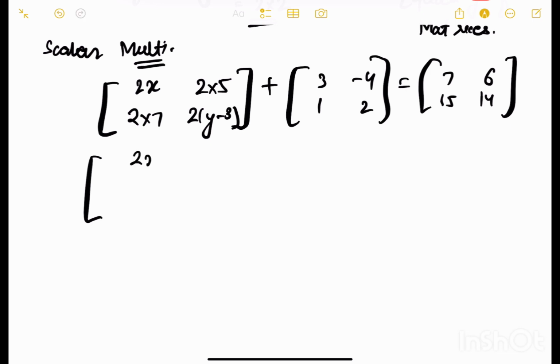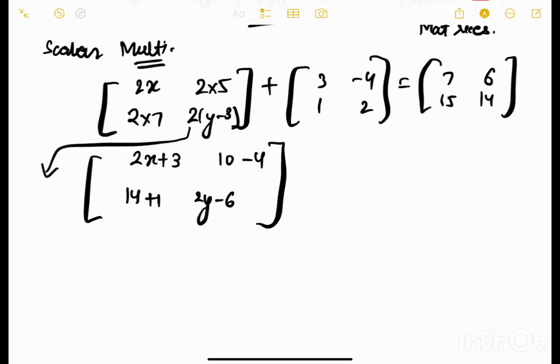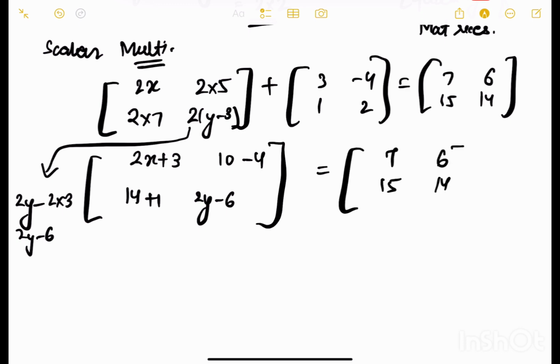So this will be 2x plus 3. Now this is my 10, right? So I will just write it as 10 minus 4. This is 14 plus 1. This is 2y minus 6. Now I am just writing it in a simpler way, 2 cross 3, 2y minus 6. So I've just written it as one step. This is equal to 7, 15, 6 and 14.